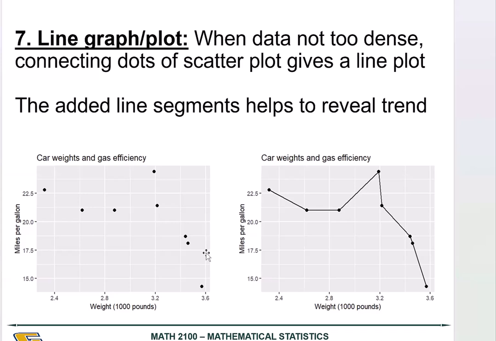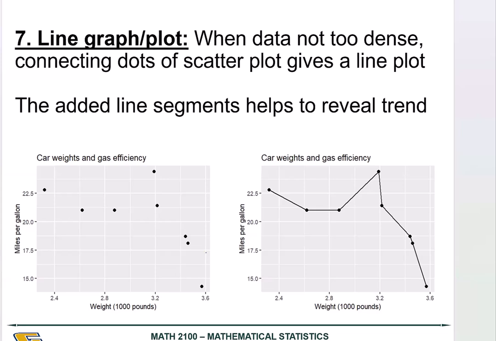So for example, this is the first one here, and the weight is about 2.4 times 1,000, so 2,400 pounds. It can drive about 22.5 miles per gallon. And basically here you can see 3.6, which is 3,600 pounds, it can drive less than 15 miles per gallon, and so on.